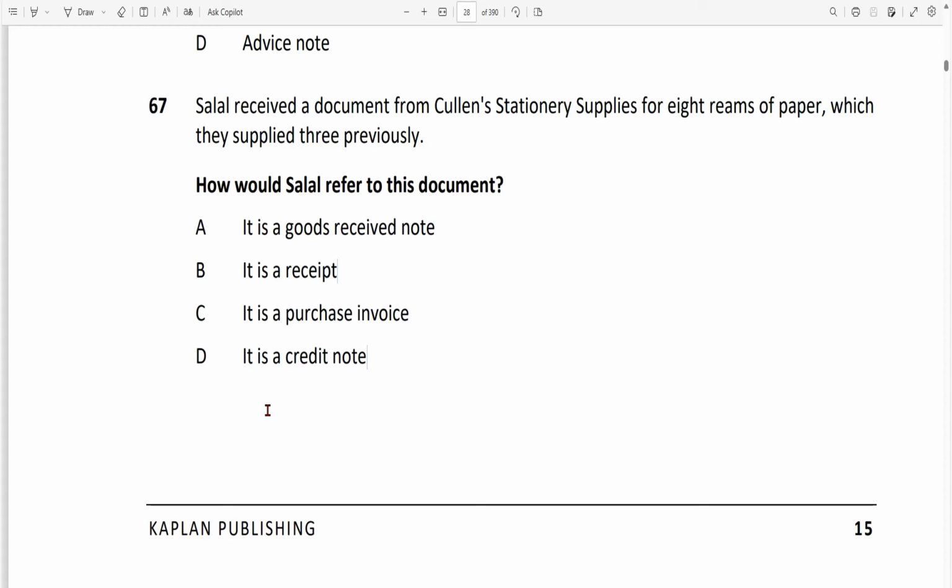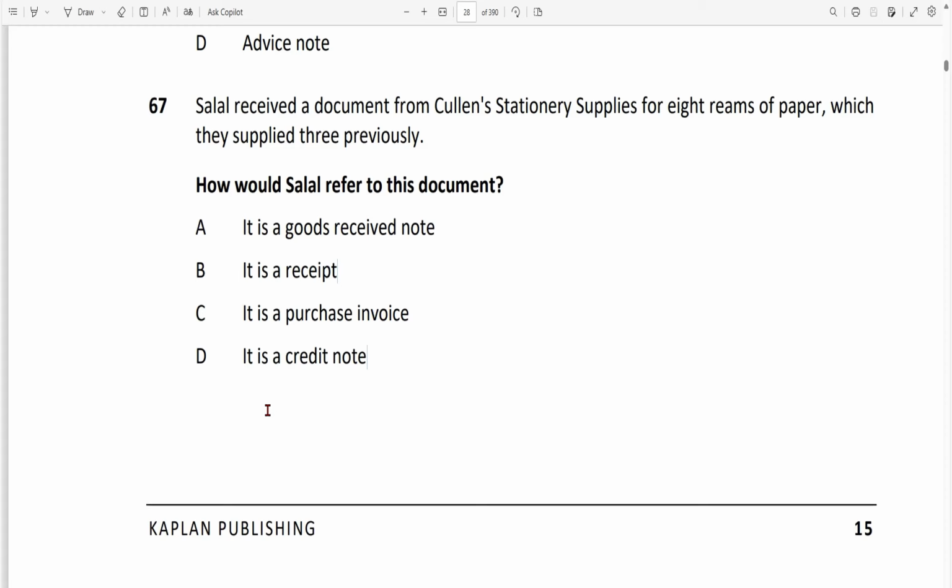Okay, next option, receipt. Basically, a receipt is a document provided after a payment has been made, to confirm the transaction has been completed. So in our case, if Salal has paid the amount, then a document called a receipt would be provided after making the payment to confirm that the transaction has been completed. But in our case there is no mention of payment yet, so it is also incorrect.